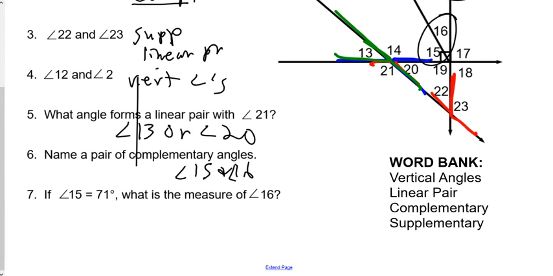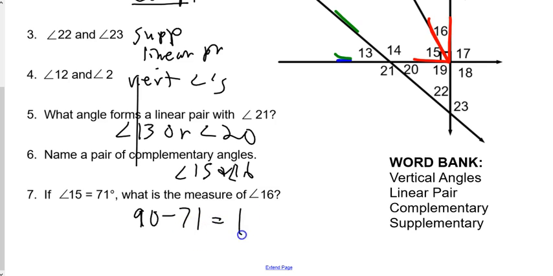If 15 is 71, what's 16? Well, let's clean this up. Okay? We're saying 15 right here is 71. What's 16? Well, we just said they're complementary, which means they add up to 90. So that's going to be 90 minus 71, which equals 19 degrees. And that's it.